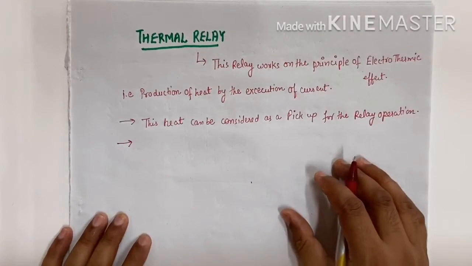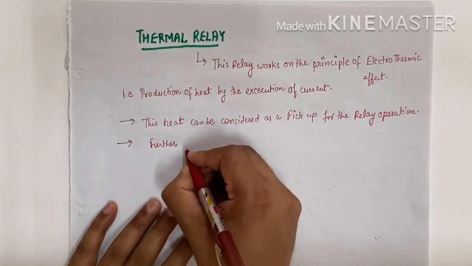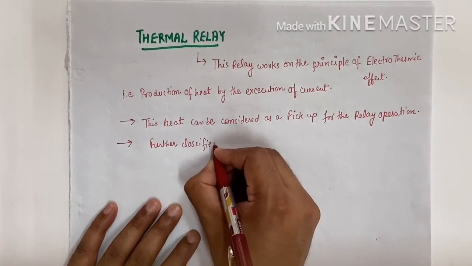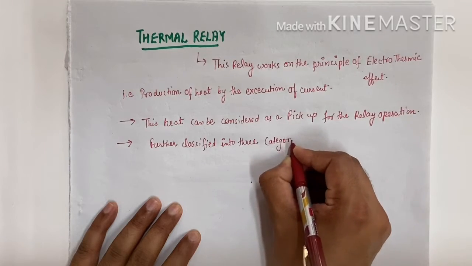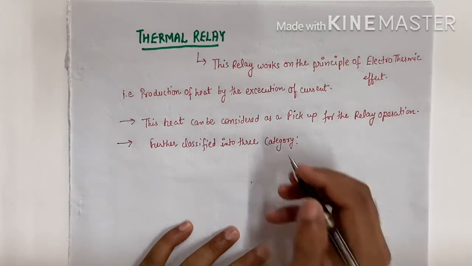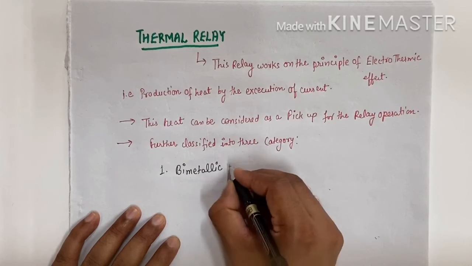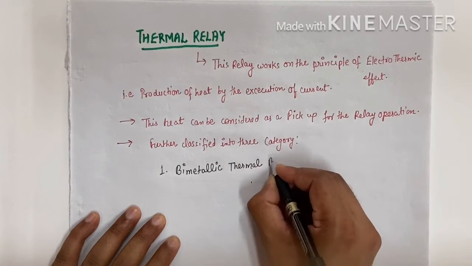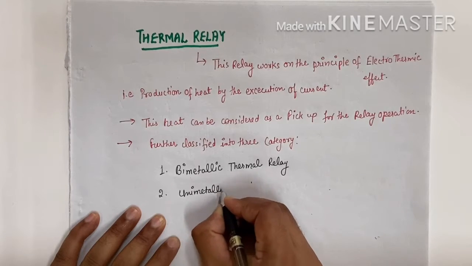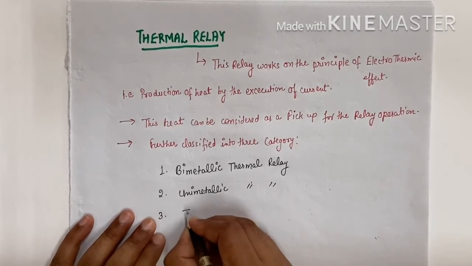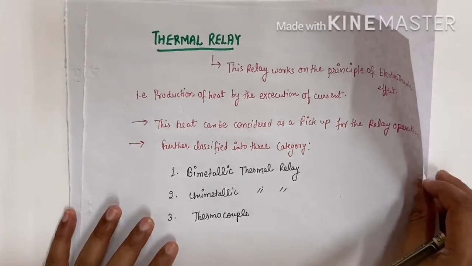Thermal relay is further classified into three categories, that is bimetallic thermal relay, unimetallic thermal relay, and third is thermocouple. These are the three classifications of thermal relay.